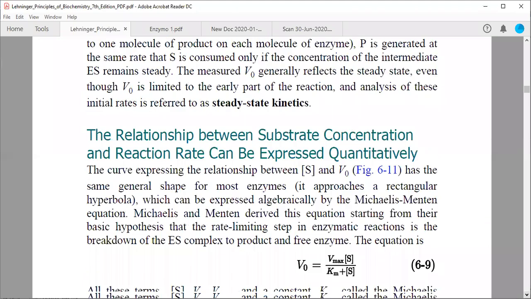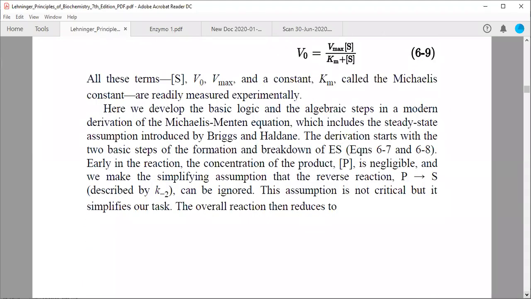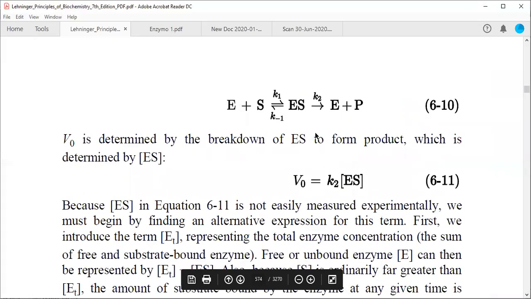So this is pre-steady state, in which we are, and this is the equation where V naught is equal to maximum velocity multiplied by substrate concentration, over Km plus substrate concentration. So you need to remember this also. For simplicity, you can find this particular equation. Based upon this equation, most of the enzyme kinetics calculations are done.